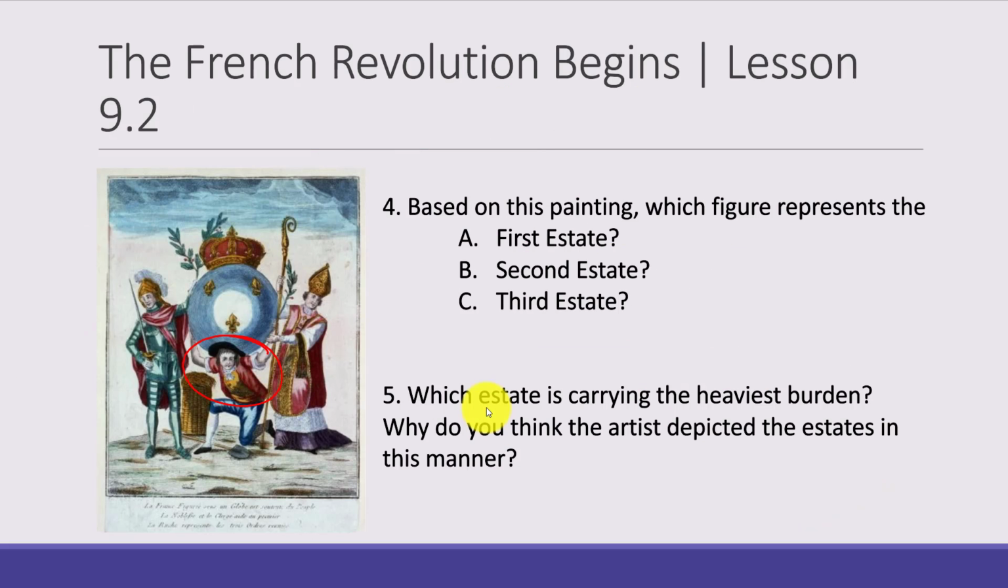So in this particular one, this is something for you to do based on what we just talked about. You're going to look at this painting and determine what each figure represents in each painting. Which one of these figures or these people represent the first estate? Who represents the second estate? And who represents the third estate?